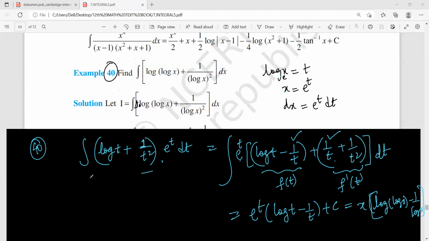This is a very, very important trick. This is a very important question. Understand this very important model. Sometimes the question will be given from here, they give this much only: e power t into log t plus 1 by t square. You have to add minus 1 by t plus 1 by t. Consider this very, very important model.